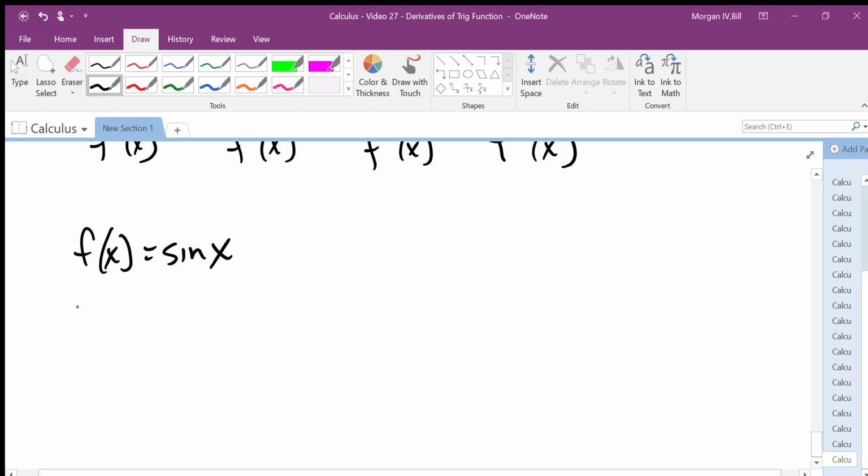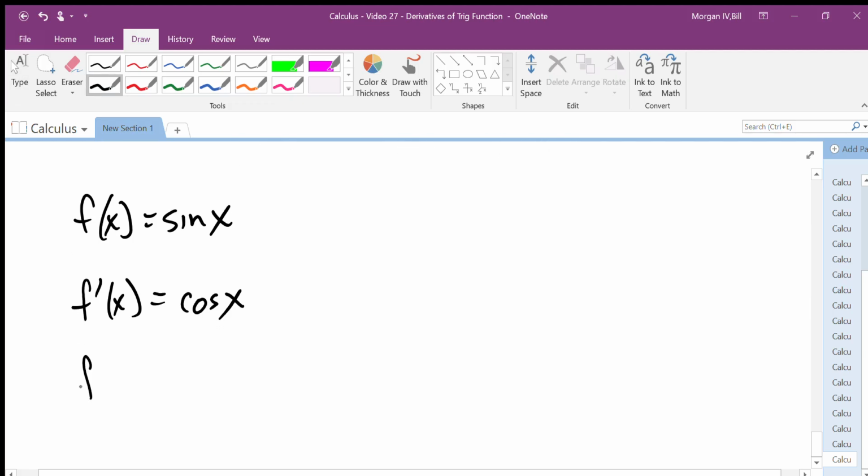Okay, what would be the derivative? The derivative of sine of x is cosine of x. What would be the second derivative? The derivative of cosine of x is negative sine of x.